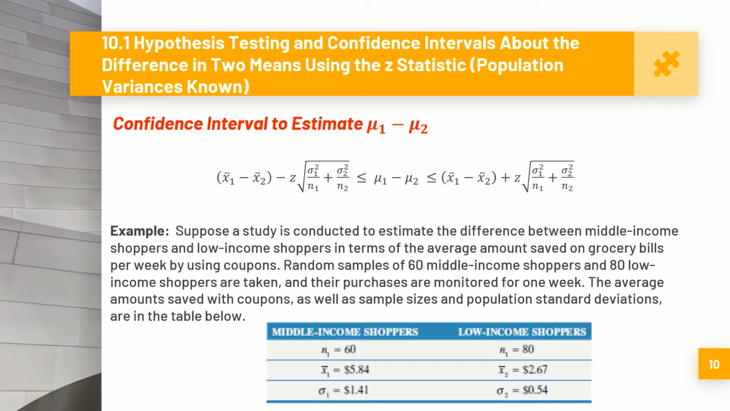Another test is the confidence interval to estimate the difference between two means from population. This test is used to determine the range of the difference of the means of two population groups or the range of the means of two populations.